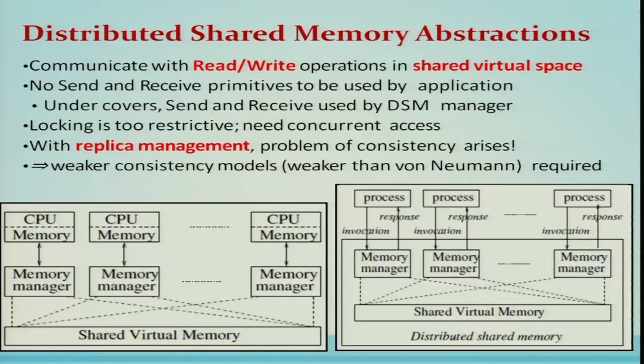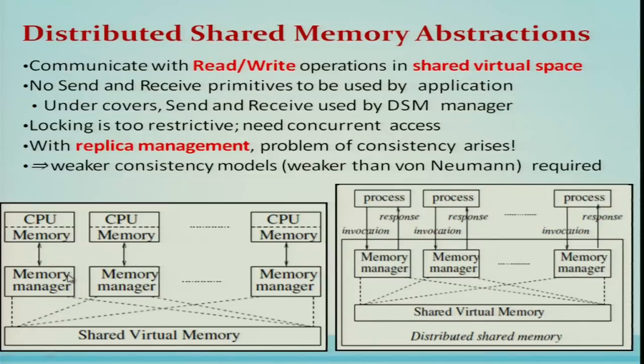Here, locking is too restrictive and concurrent access is needed. So with replica management, the problem of consistency arises. So a weaker consistency model, weaker than the von Neumann architecture, is required in this particular scenario.